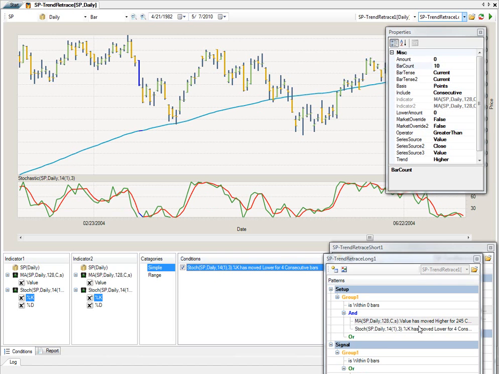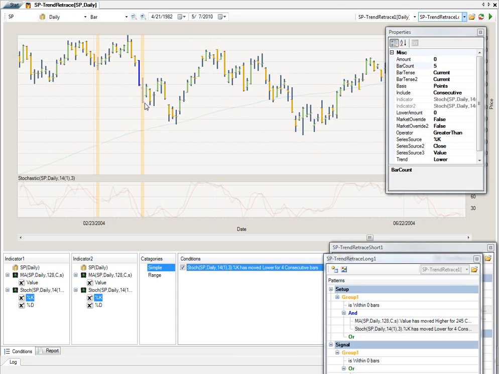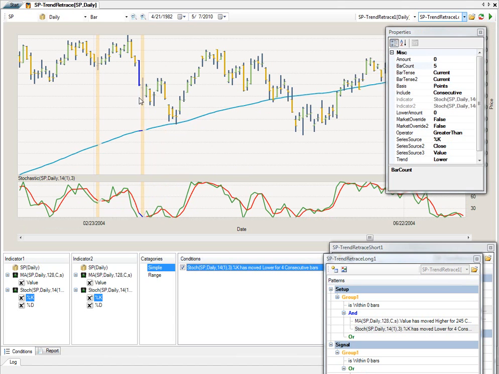Now all I have to do is change that to 5. I can keep it at 4. I already know I want it at 5, so I'm going to change it to 5, and then I'm going to double click on run, and there you have it. It highlights the bars where both of those conditions are true.